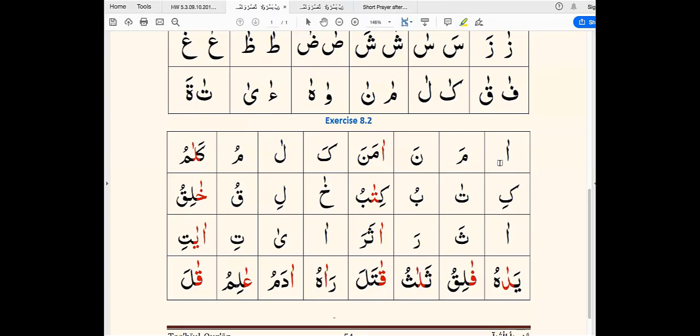أعوذ بالله من الشيطان الرجيم بسم الله الرحمن الرحيم. Good. Amana. Good. Amana. Good. Kalamu. Kalamu. Excellent. Good. You want to have a go at reading this word just by yourself now?